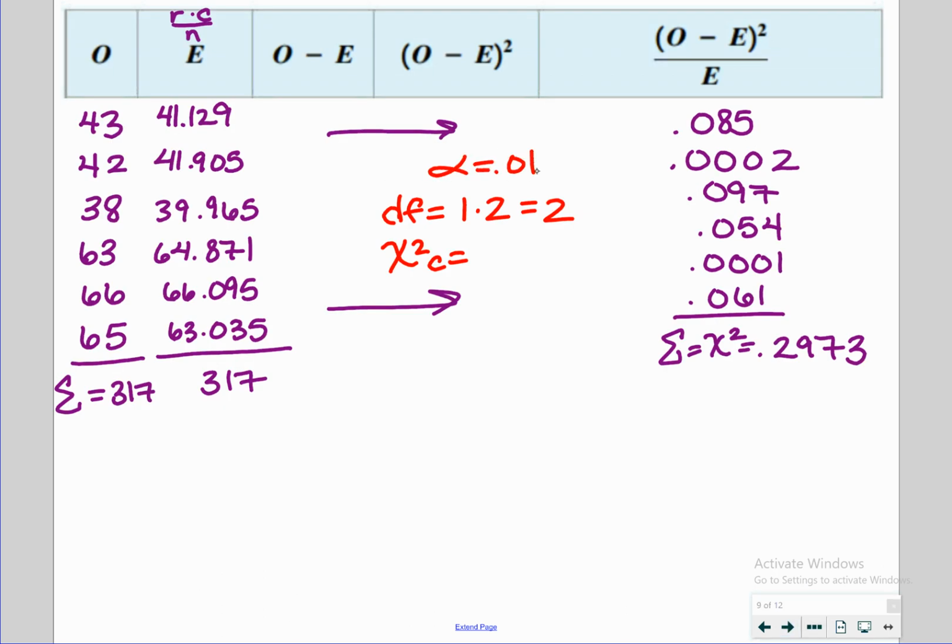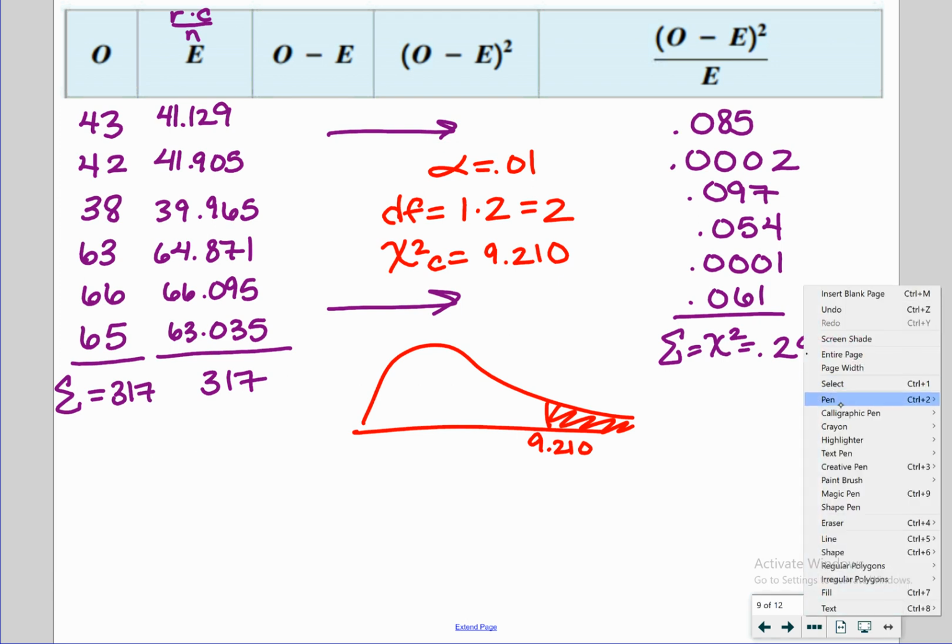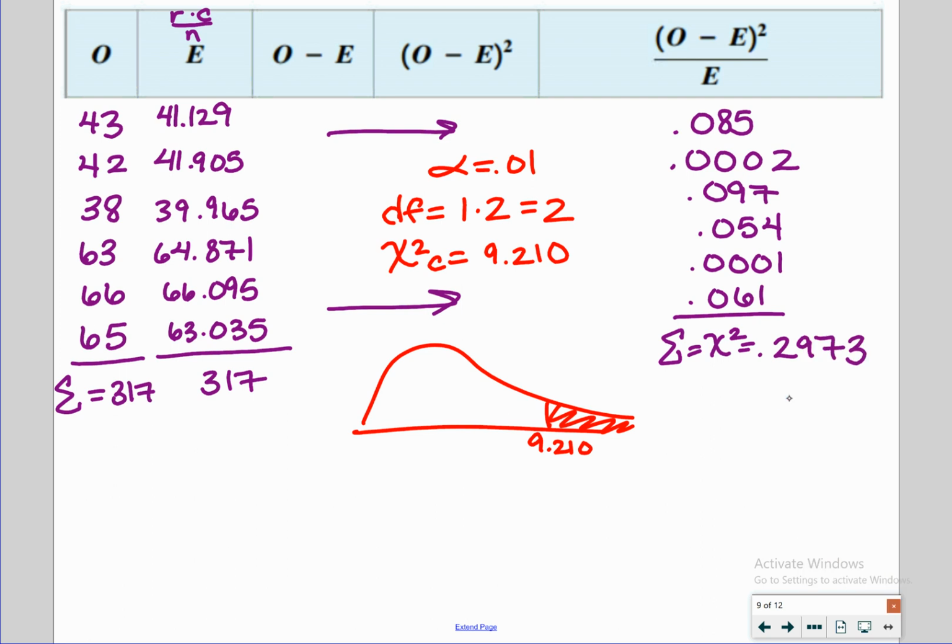So we're finding where those intersect. So let's see, 0.01, 2 degrees of freedom, 9.210. Okay, always a right tail test. So starting at 9.210, to the right is where the rejection region is located. Is our number in the rejection region? After all that calculating? No, it is not. So what do?